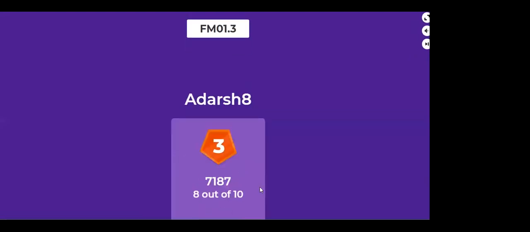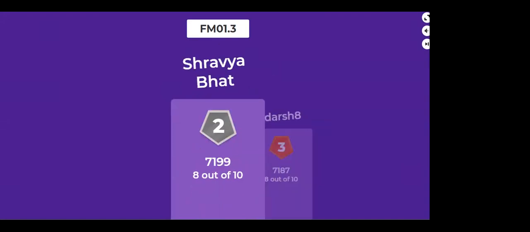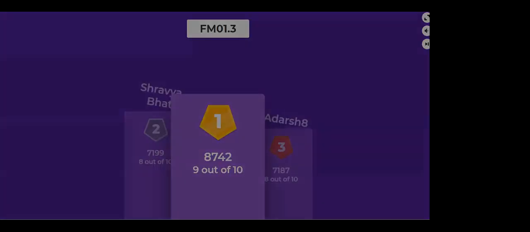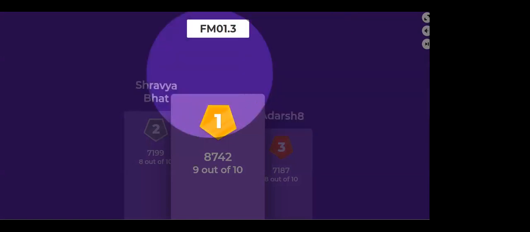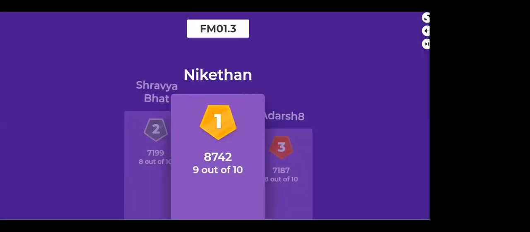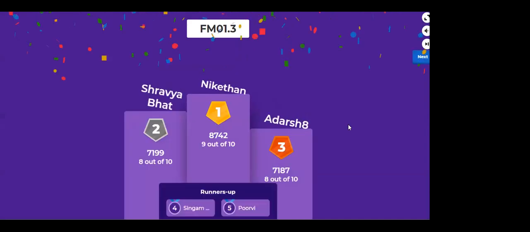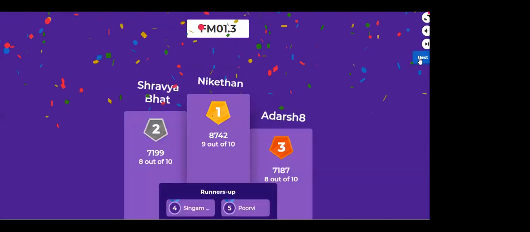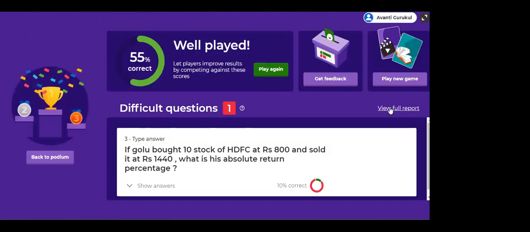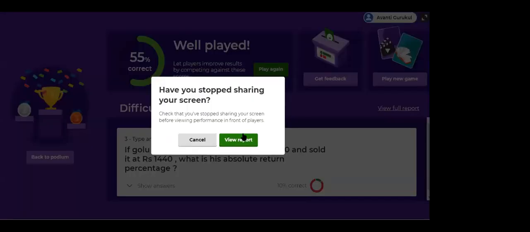So I'm raising this. Let us see the podium. Third, Adarsh. Harshad Mehta, what happened to Harshad Mehta? Shravya second. Very good. First is Niketan, I guess. Fourth, Ananya. Fifth, Purvi. Right? Okay. So now we will see.